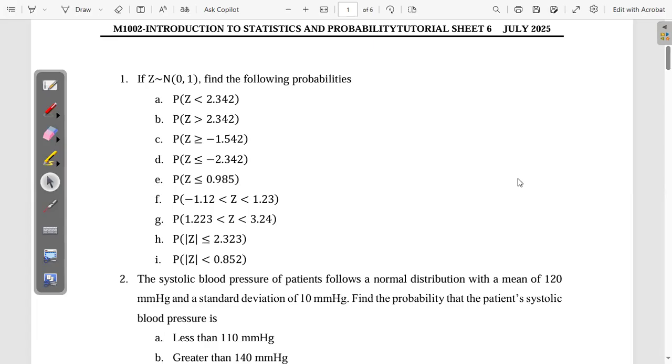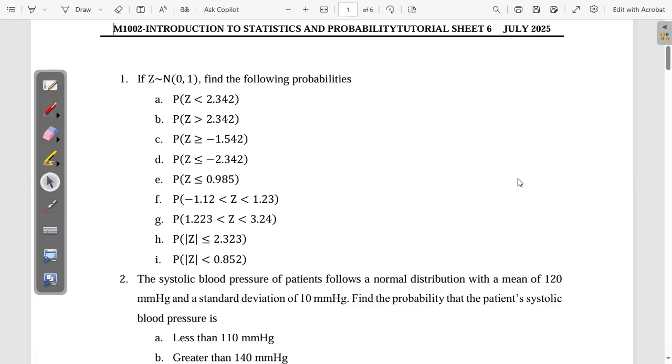Welcome to this video. In today's lesson, we're going to be looking at questions on the normal distribution. With me is a tutorial sheet full of questions on the normal distribution. And then at the end, we are also going to see how we can find or solve questions on the T distribution.